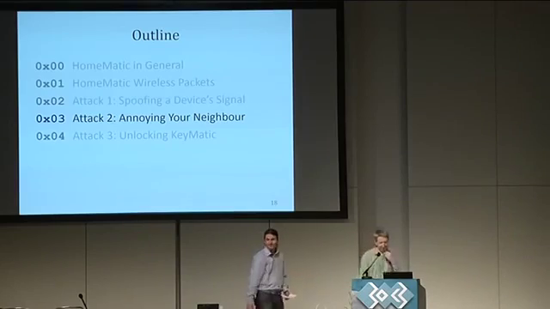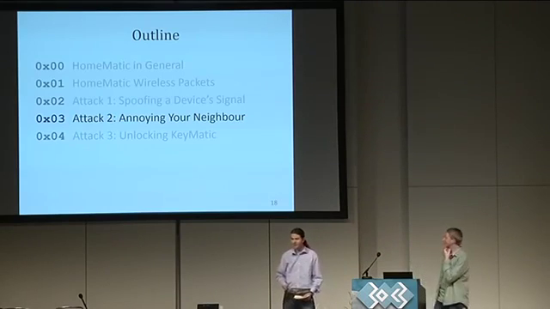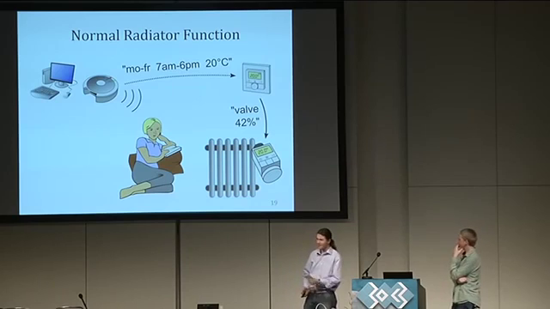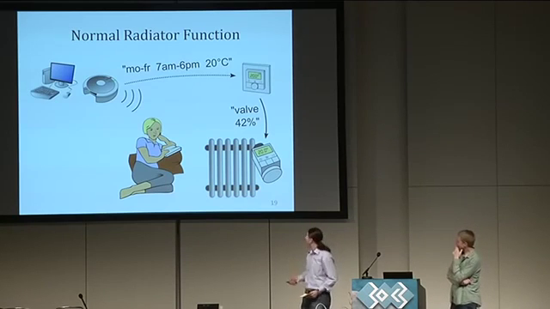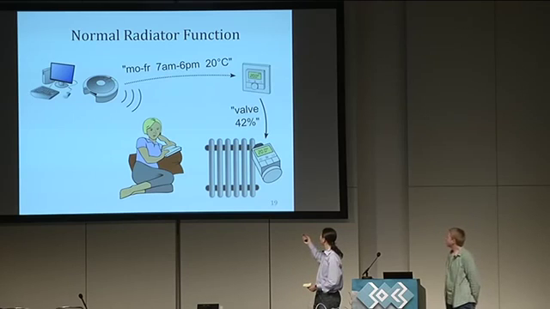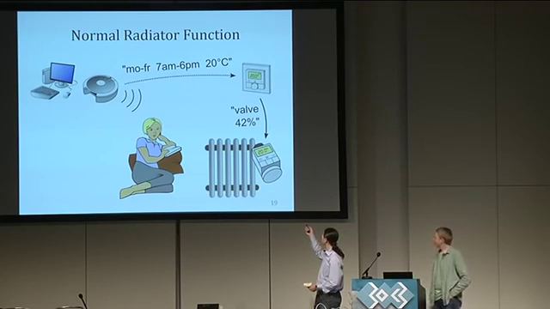And now the second attack. Okay, how to annoy your neighbor. One way to annoy your neighbor: you have a thermal control device mounted on the wall of your room, and a valve drive device mounted to the valve of your radiator. These two devices are paired to each other, and each one of them is paired to a central.